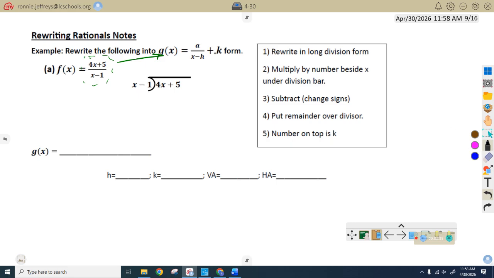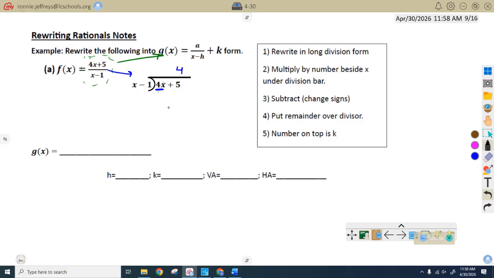This is what we're going to do. Here's the problem. I've already set up two of these like this, but you're going to rewrite it in long division form. There we go. All right, we're going to multiply by the number beside x underneath the division bar. What is the number beside x right here?